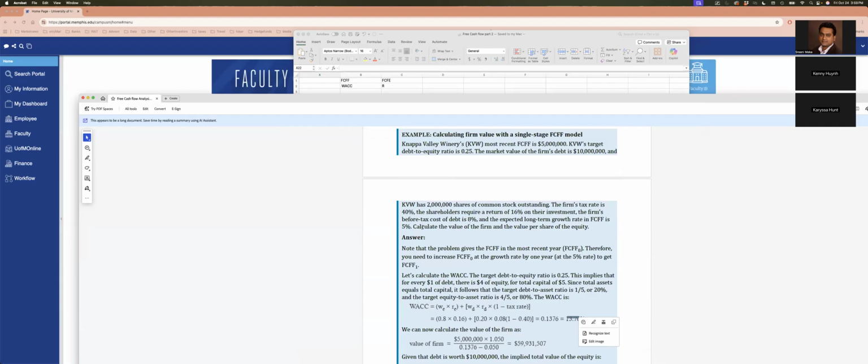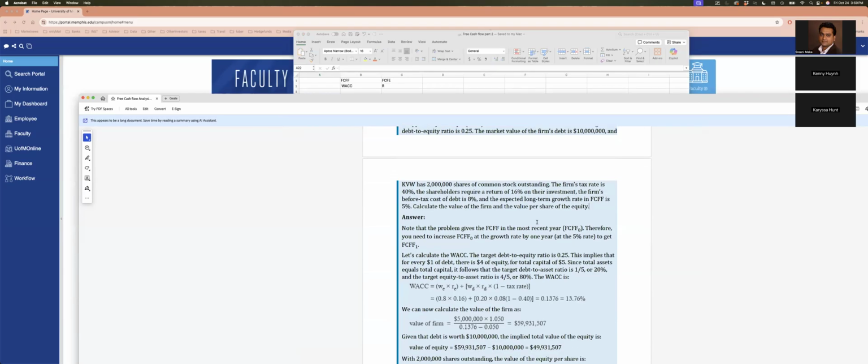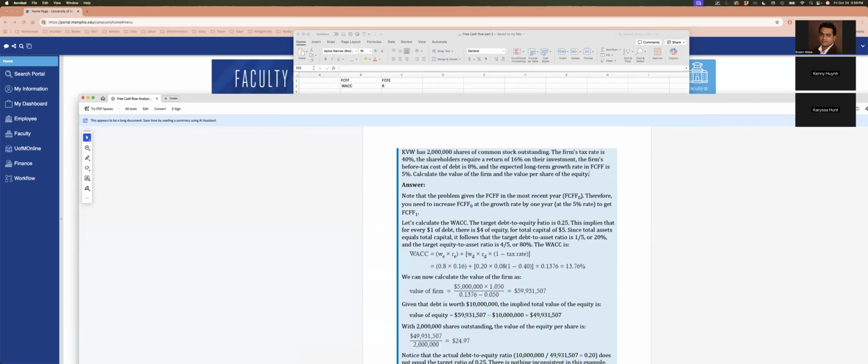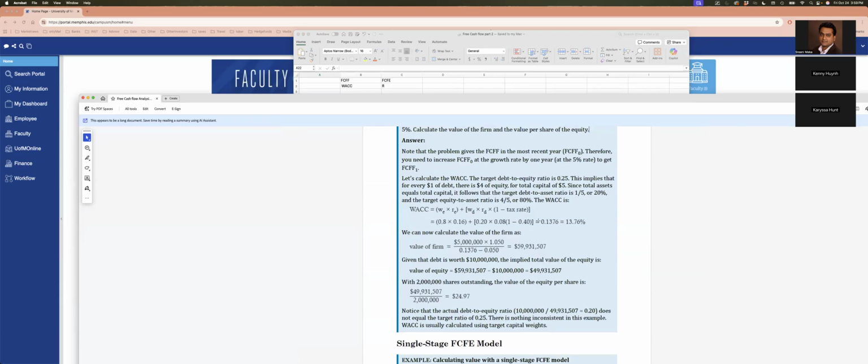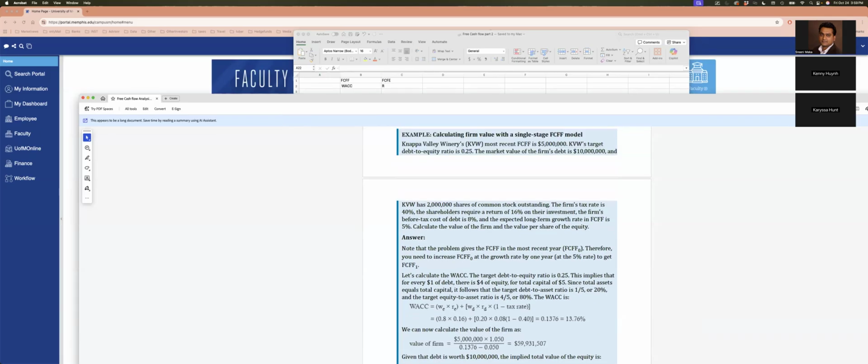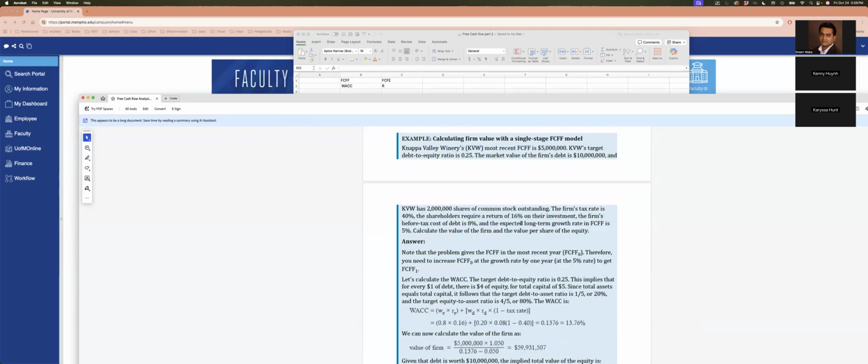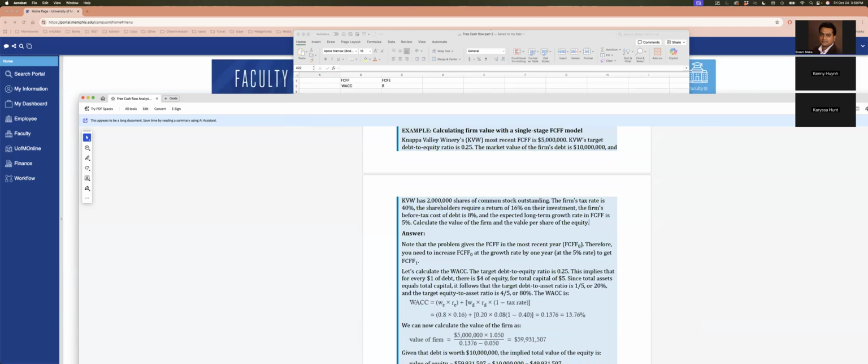Calculate the value of the firm and the value of the per share equity. So let's go with the free cash flow. First, let's calculate the free cash flow for the firm, the valuation based on the free cash flow for the firm.